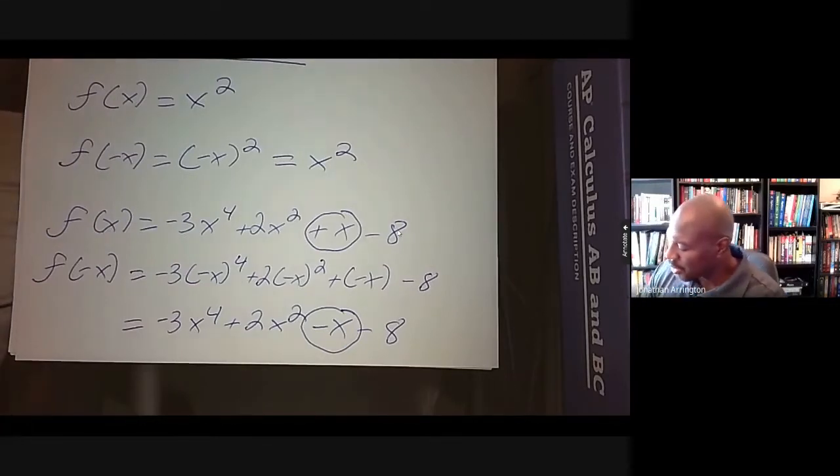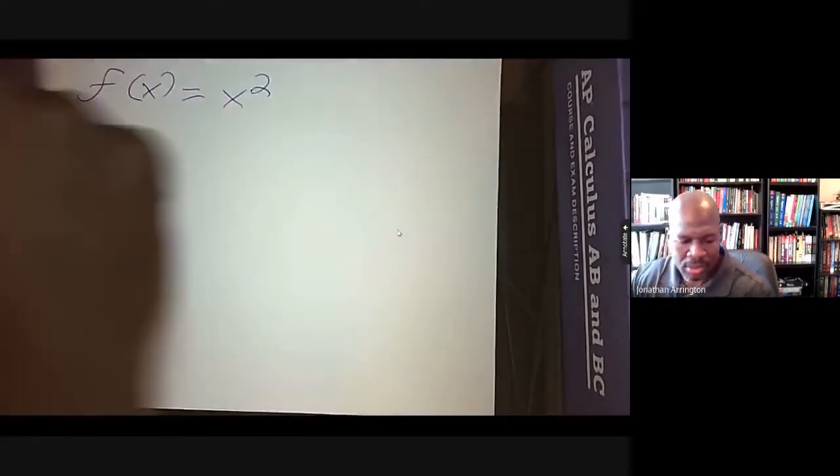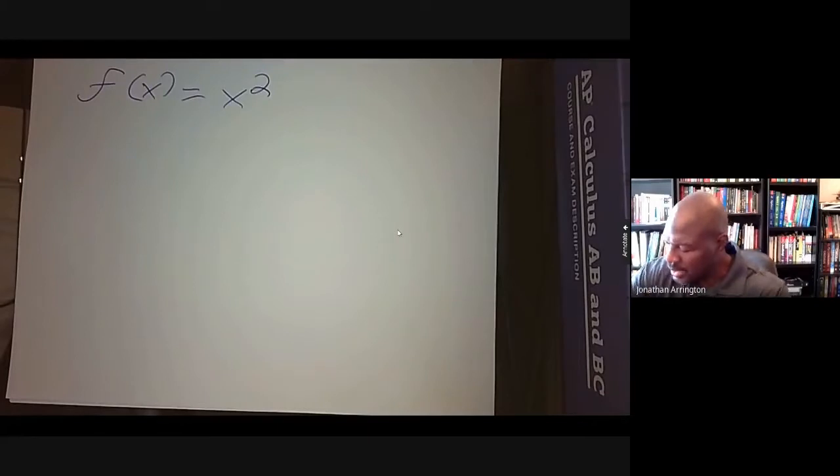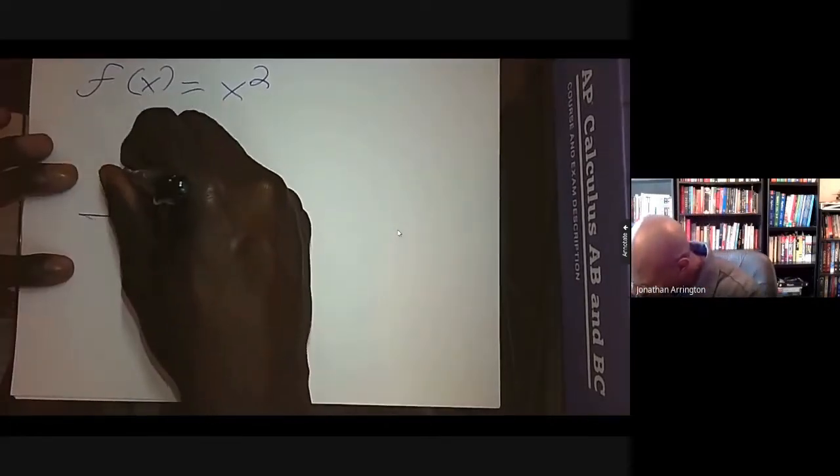Now let's look at it from a graphical representation, because we all are familiar with how the graph of x squared looks. So f of x equals x squared. Let's graph this guy. You know that the graph looks something like this.